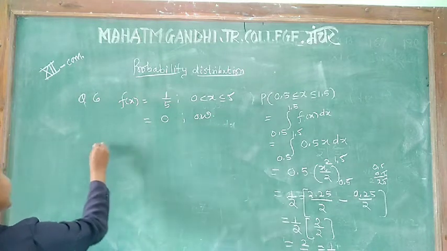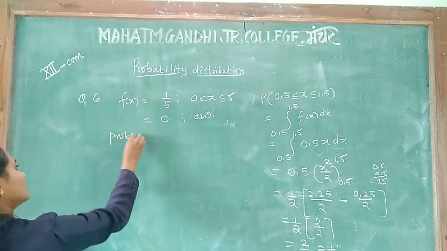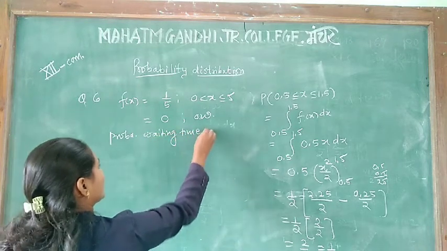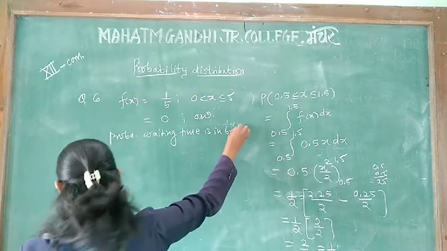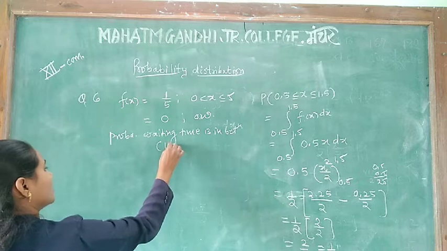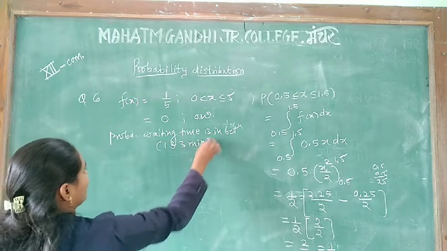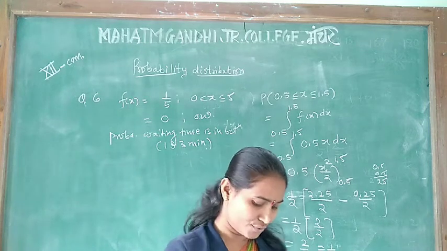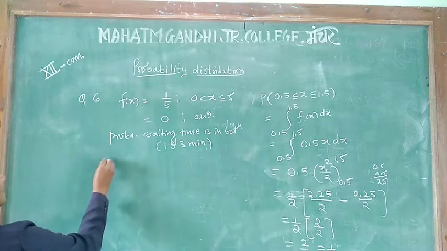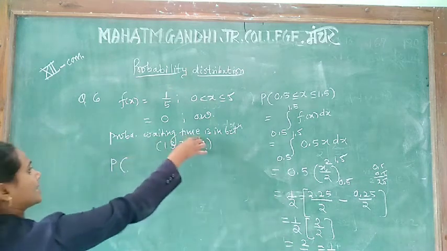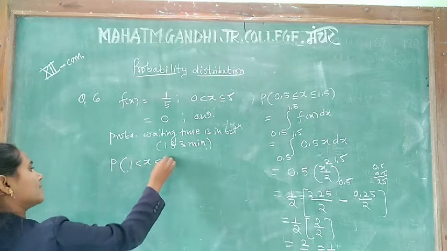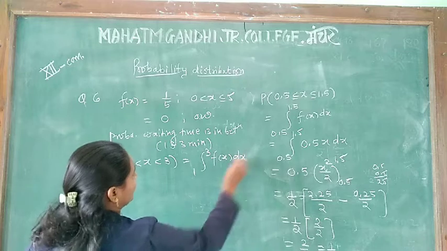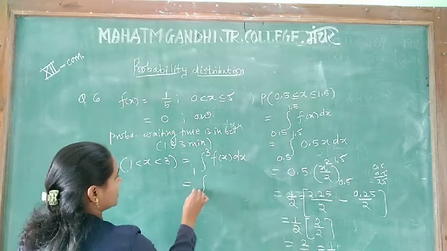Find the probability that the waiting time is in between 1 and 3 minutes. Waiting time means which is x here. That means x lies between 1 to 3. Probability that waiting time is in between 1 to 3 minutes, x less than 3, is equal to the integral from 1 to 3 of f of x dx.